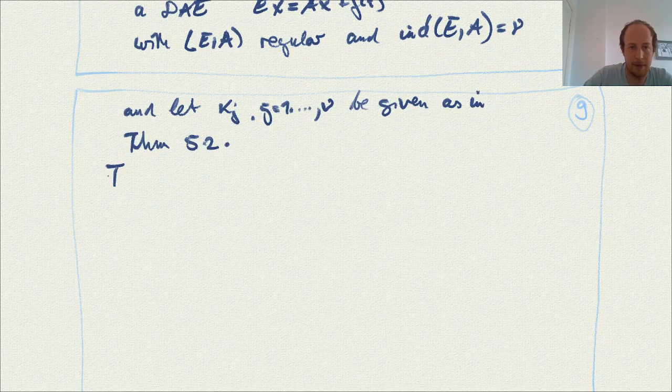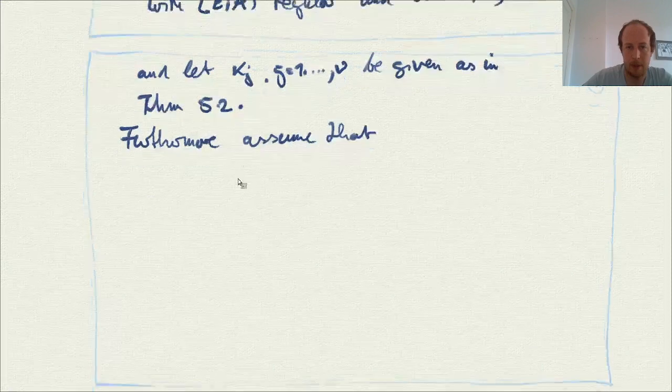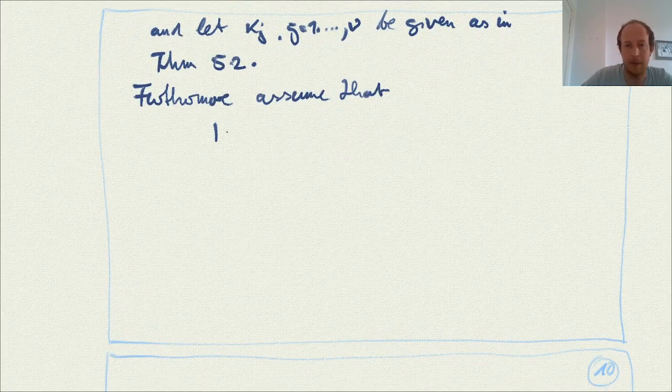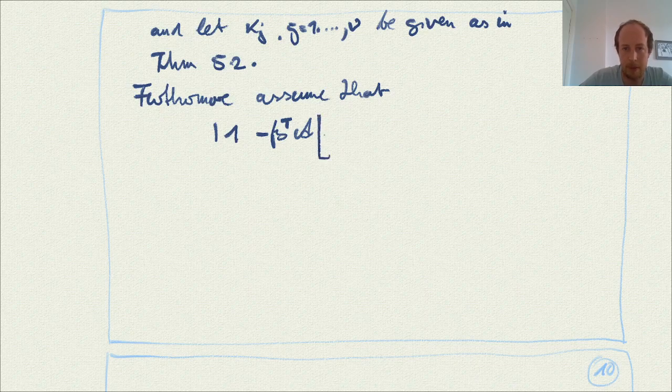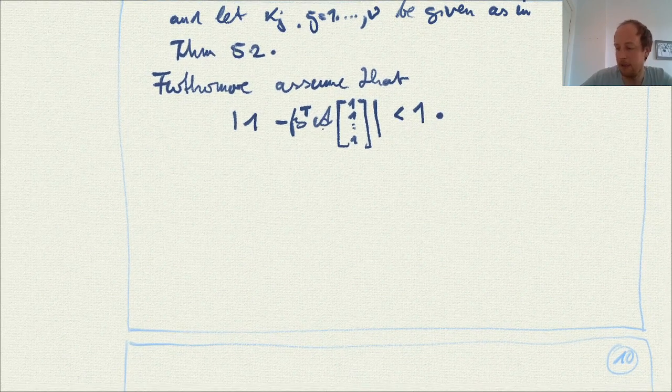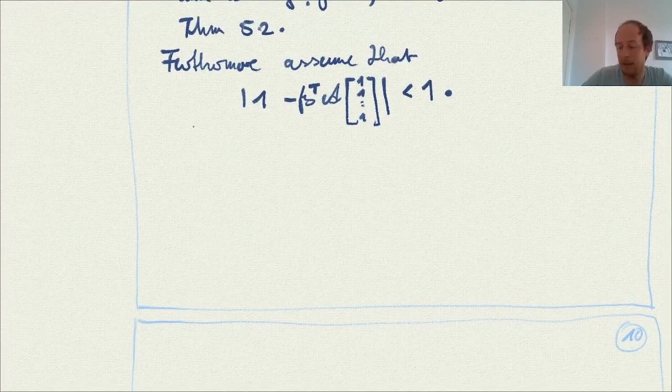Okay, now that's important. Furthermore, assume that we have this condition, and this is a condition only on this Runge-Kutta method: beta transposed times A to the power of minus one, times a vector of all ones. So we assume that this quantity here is less than 1. That's a stability condition. I will get back to that in a second.